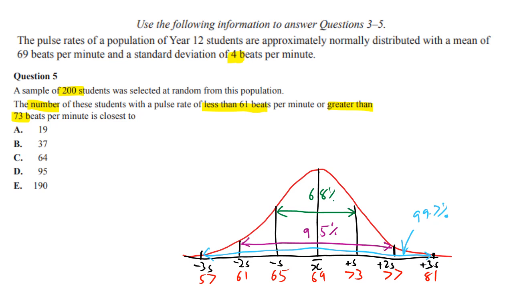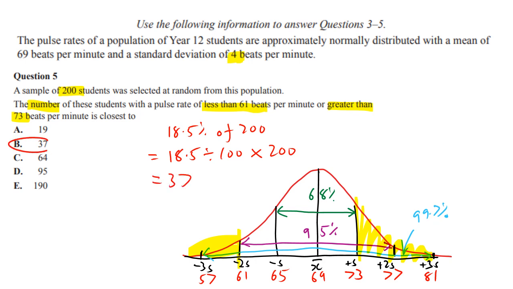And so we want 61 or less. So it's this and less. And then we want 73 or more. And basically, you've got to add up all those areas I've highlighted in yellow, whichever way you like to do it. There's a number of ways. And you'll get 18.5%. And we know it's of 200 students. That's literally what percent means. Divide by 100. Of is times 200. Stick that on the calculator, you get 37. Answer is 37.